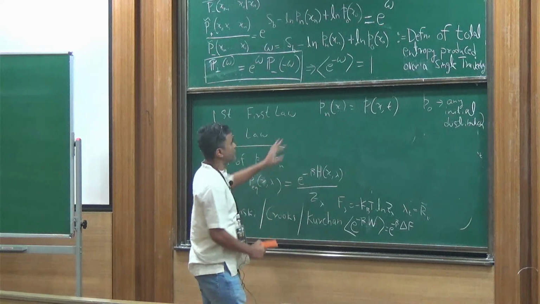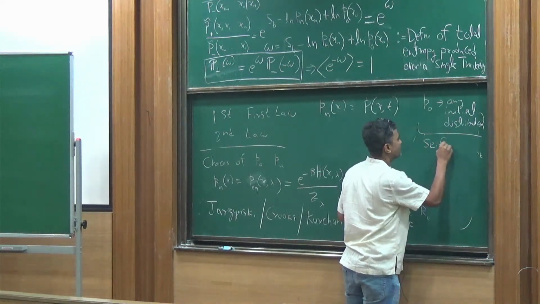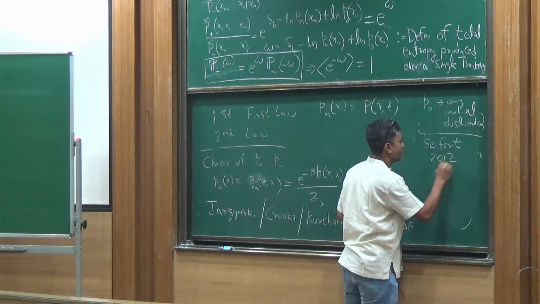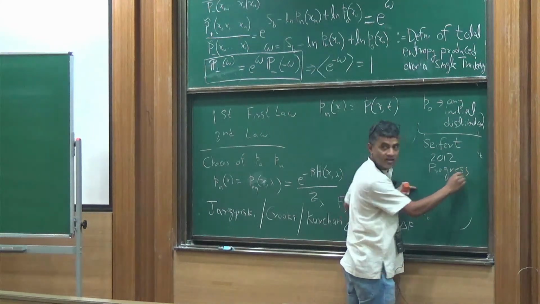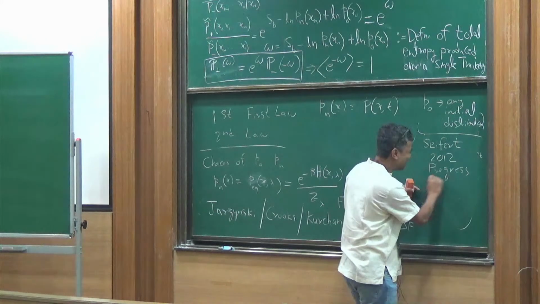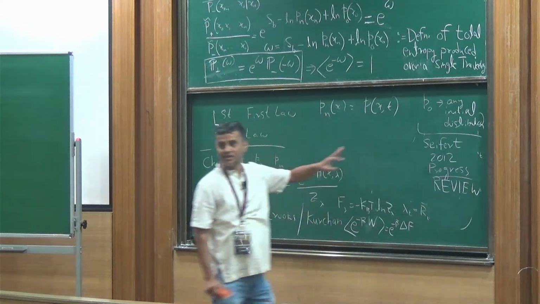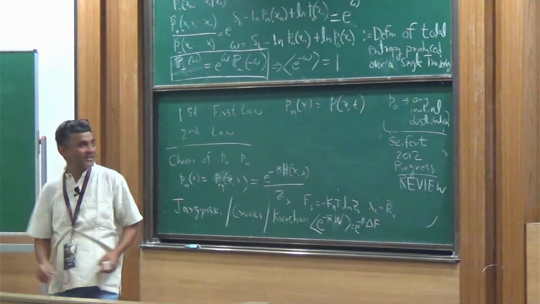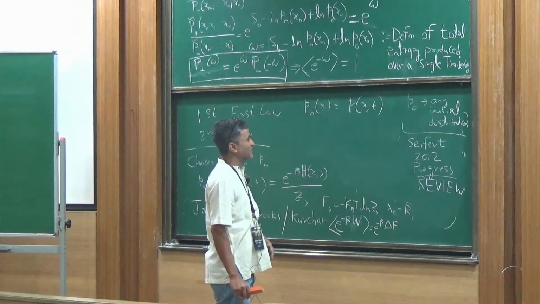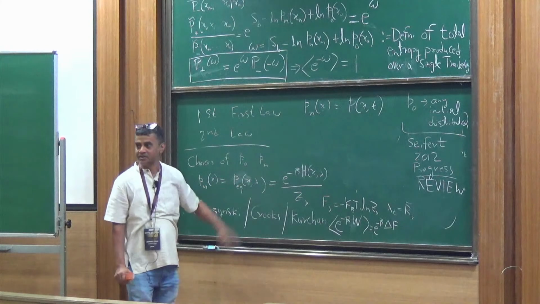Some of these different choices of P, including this choice, are discussed in this review. You can find it in Reports on Progress in Physics. It's a long review, and it has most of what I discussed. It also discusses these different choices and so on.